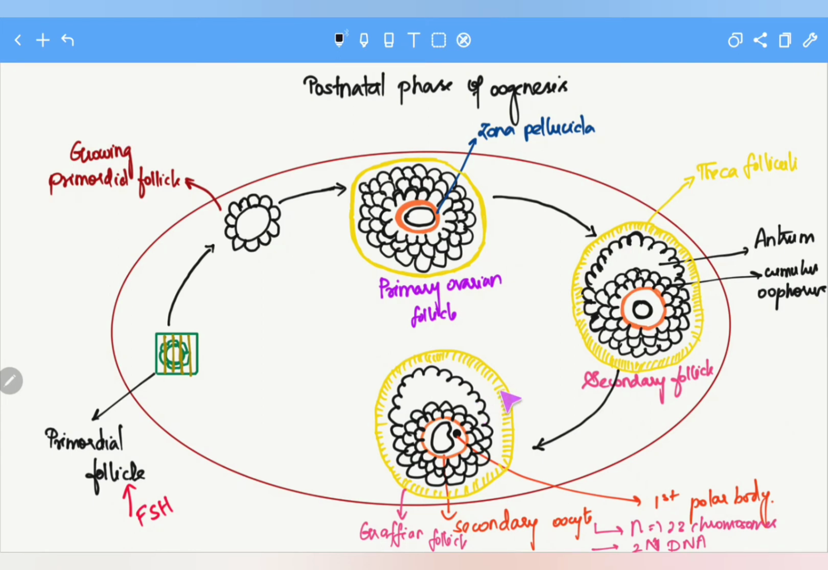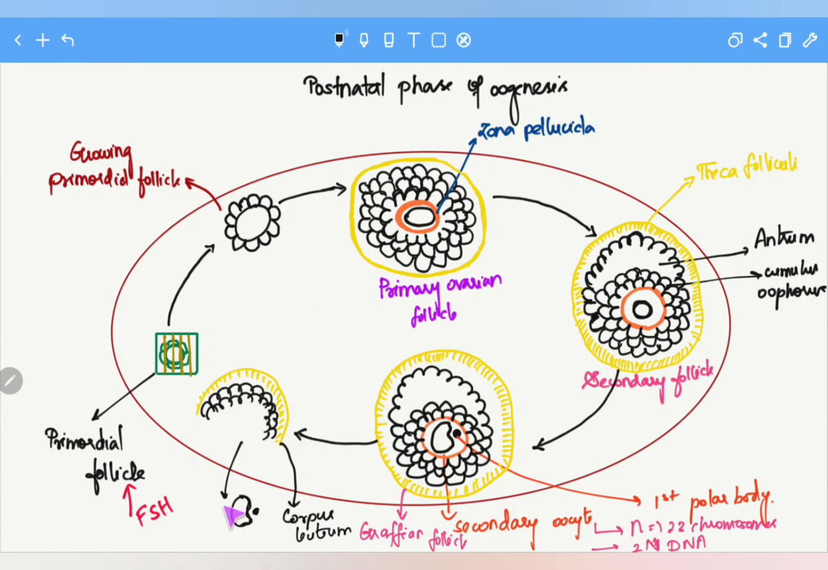So what happens next? The Graafian follicle ruptures to release the secondary oocyte, that is the ovum. The ovum, that is a secondary oocyte, along with the first polar body, gets released during ovulation, and the ruptured follicle degenerates into a yellow colored body called the corpus luteum, which is responsible for the synthesis of progesterone.